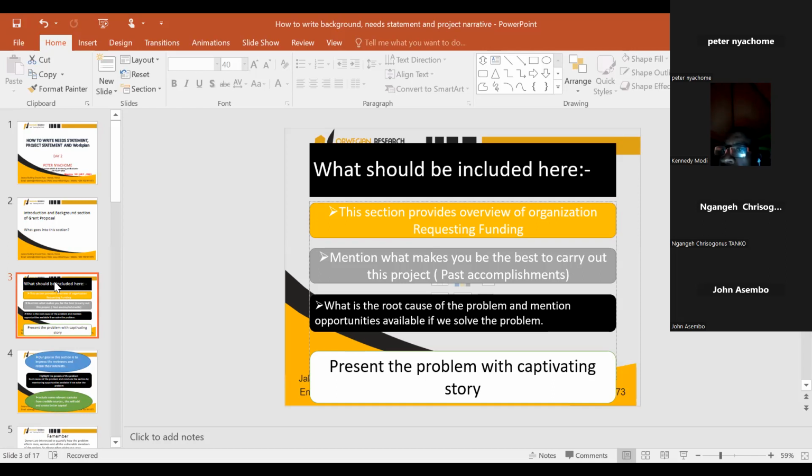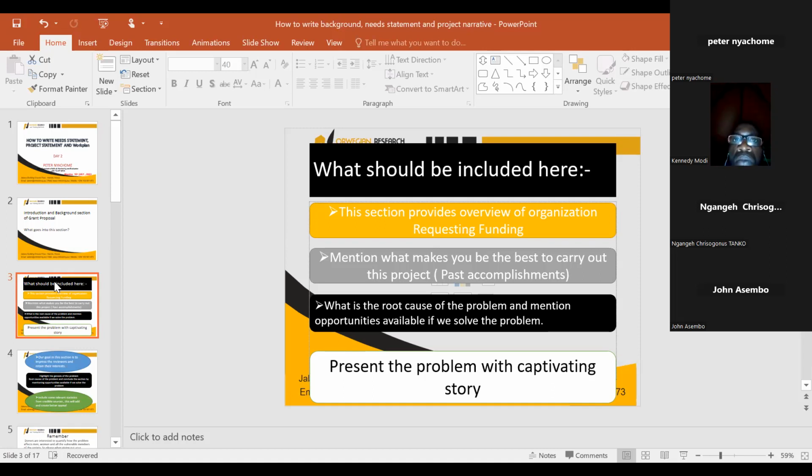And then you present the problem with a captivating story. You must learn how to be a good storyteller. This is the section where you need to present the problem with a captivating story. Okay, the story must be very simple. And remember, when you begin presenting the story, it needs to look like a cat. The cat has the head, and then we have the trunk, and then the tail. So remember, your story must be divided into three sections.